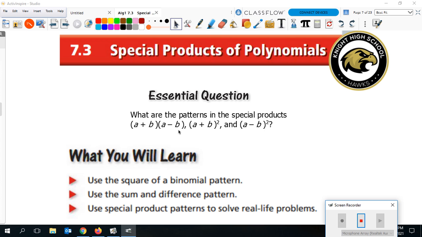So what we're going to be looking at is some special ones, and it says use the square of a binomial pattern. Look at that. We'll use the sum and difference pattern, and then we'll actually use these special product patterns to solve some real life problems even.